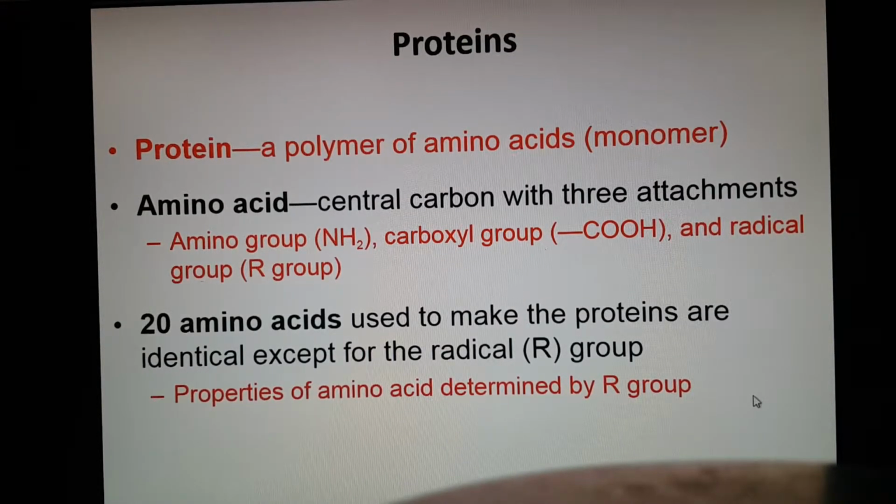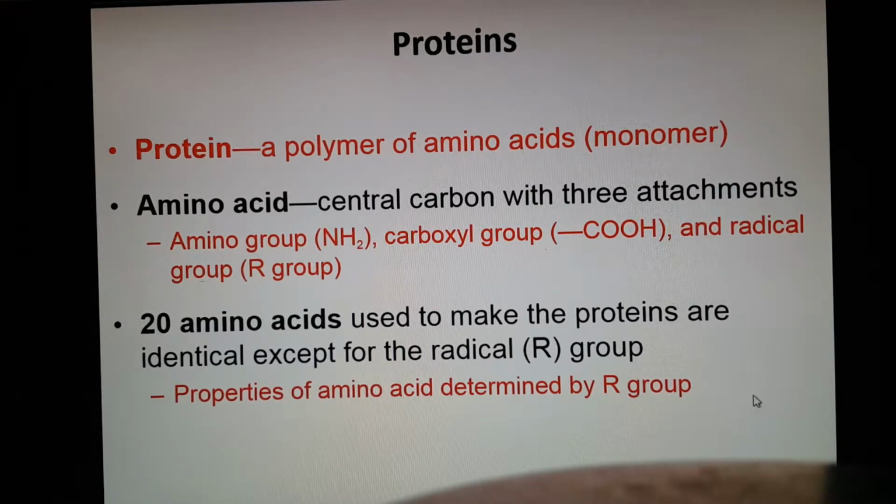Okay, moving on to protein. So earlier I mentioned protein is made up of amino acids, which are the monomer building blocks to make up a protein. An amino acid is a central carbon with attachments. So one attachment is the amino group, and that's the same across amino acids. The other attachment is your carboxyl group, which is the same across all your amino acids. And then the last one is your radical group, and that determines what type of amino acid it is.